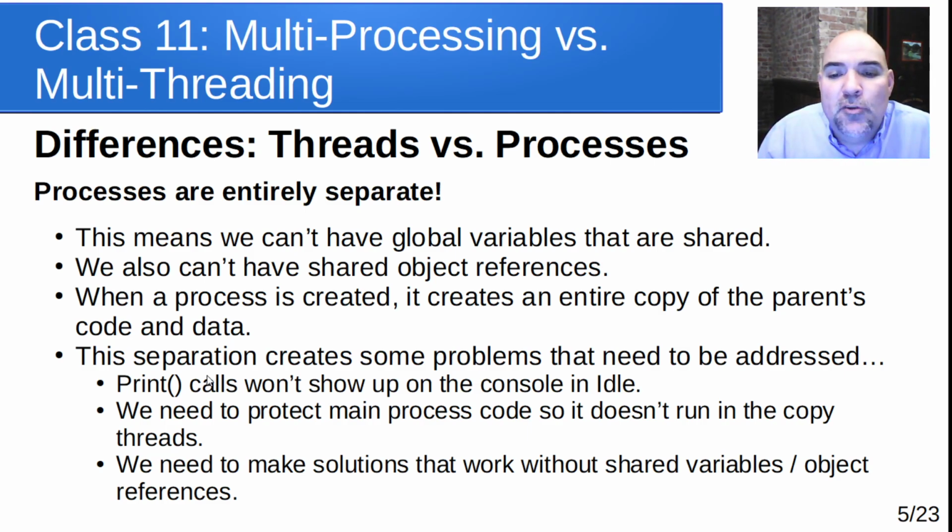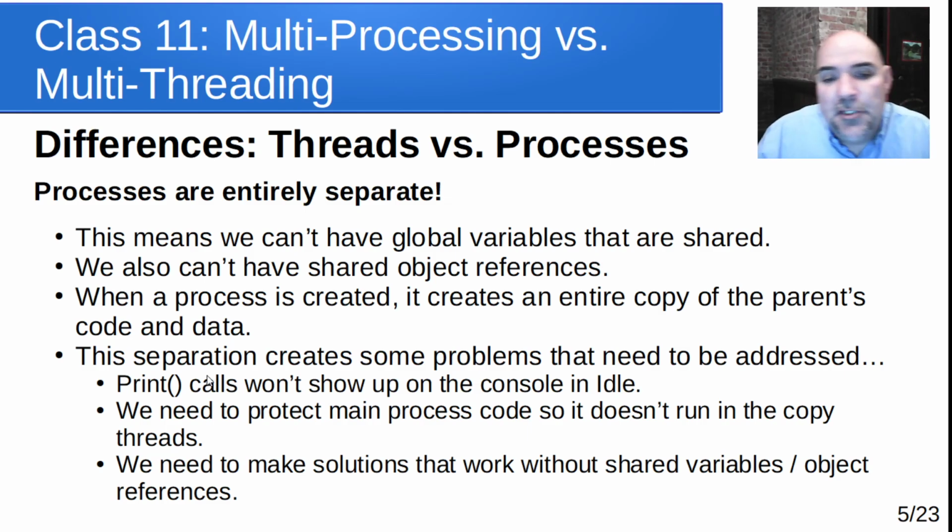And when a process is created, it kind of clones the parent's process, both the code and the data. So when we spawn a process, it makes an entire copy of the original program. And that fact that it's kind of a clone of the original means that if there are global variables, there's now a copy of those global variables or those shared object references, but it's completely separate. They're isolated. So a change to this one is not going to also make a change to the other one.